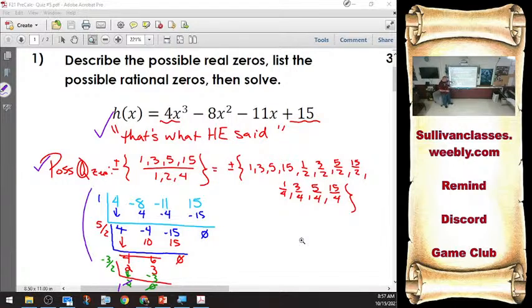Don't just write, those are my zeros, and quit. You have to have the work to back it up. Because if we're going to cheat smart, okay? Don't cheat stupid.